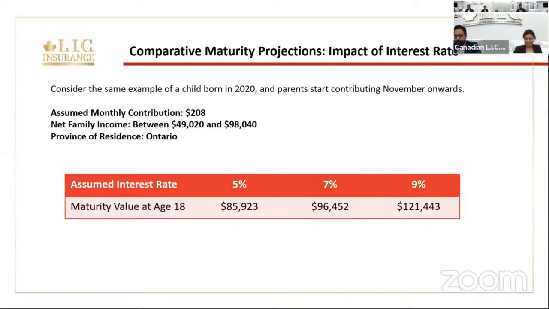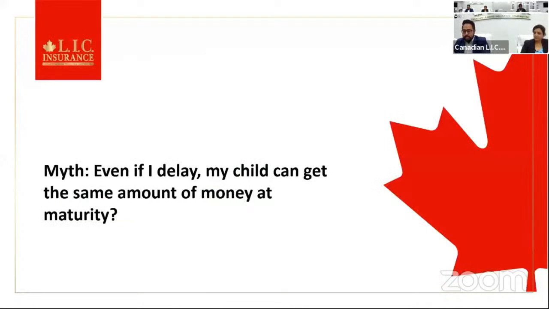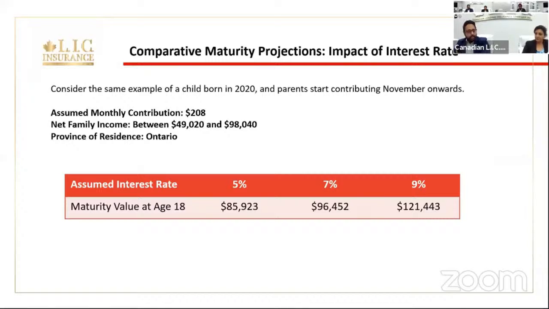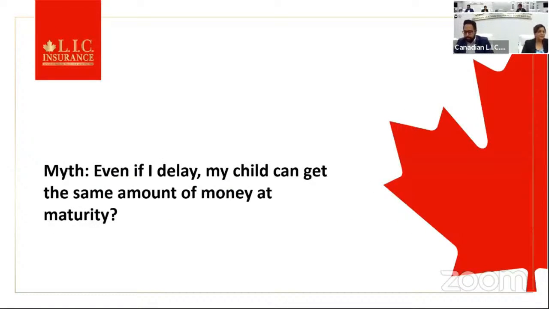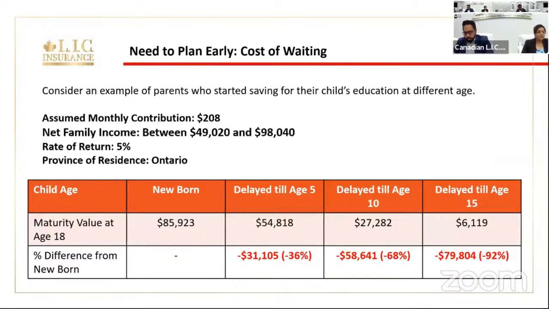Correct. So I want to ask one more question. We always say that with compounding, there is a time value of growth that money receives. So let's look at the numbers: if parents delay starting the RESP, what is the difference in the overall maturity value of the money? If we go to the next slide, and look at the chart, for a newborn, as we calculated on the previous slide, we have accumulated $85,000.